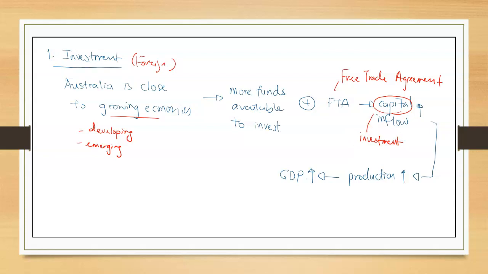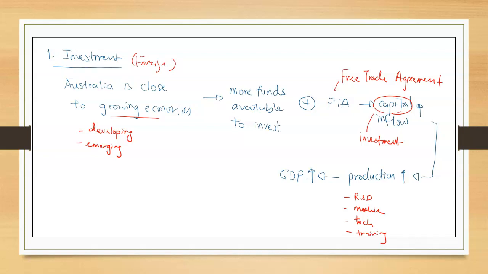Having more funds coming into the country allows us to increase our production, because these funds can be used to conduct R&D. It can be used to get new machines. It can be used to engage new technology. It can be used to run training, which can ultimately improve the production of a company. Having an increased level of production in a company will ultimately lead to a higher level of GDP in a country.